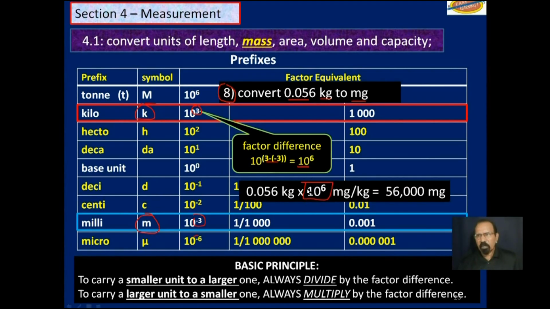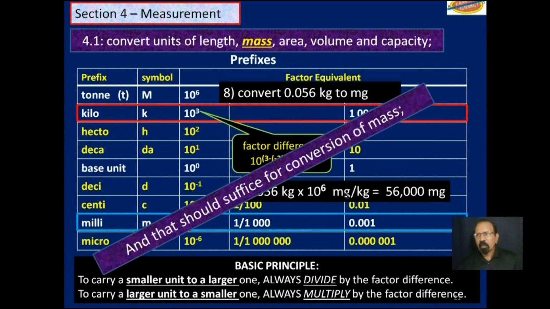We shift this point 6 places to the right. 1, 2, 3, and add 3 zeros. So we get 56,000 milligrams. And that should suffice for conversion of mass.